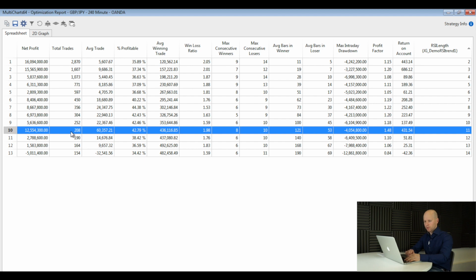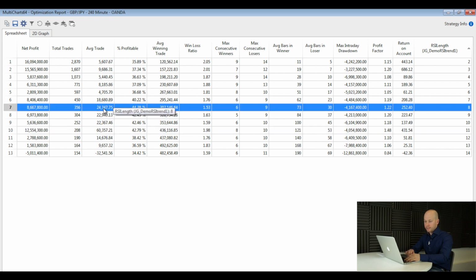However, we've only got 208 trades here. Now, looking at the next good average trade, at 8, we've got many more trades. We've got 356 trades. Now, 24,000 yen as an average trade is still a very good average trade, still something that even after costs is tradable, and the net profit of 8.6 million as well, that's not bad either. So I decided to try using an 8-period RSI to see what the results were.